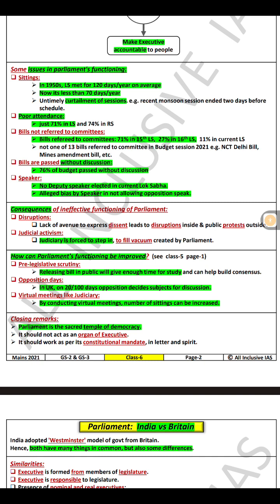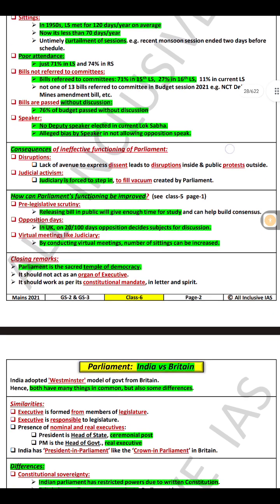Consequences of ineffective functioning of Parliament. Disruptions: lack of avenue to express dissent leads to disruptions inside and public protest outside. Judicial activism: the judiciary is forced to step in to fill the vacuum created by Parliament. How can Parliament's functioning be improved?